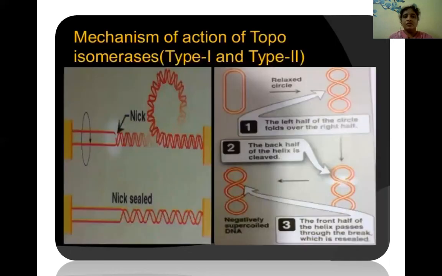Next, mechanism of action of topoisomerases, which I have explained before: topoisomerase 1 and topoisomerase 2, which are here in this picture. The relaxed circle is shown here. The left half of the circle folds over the right half. The back of the helix is cleaved. Next step is that the front half of the helix passes through the break, which is released.